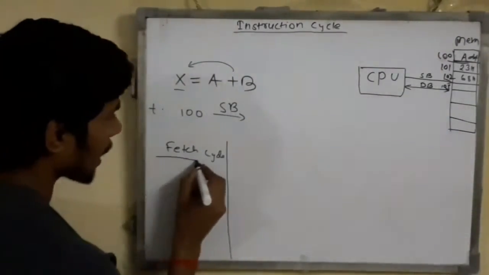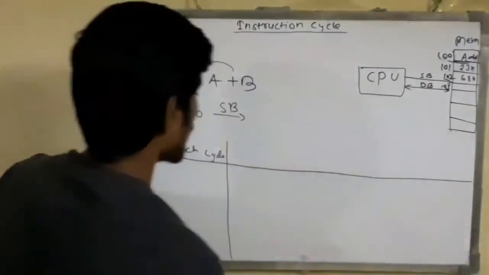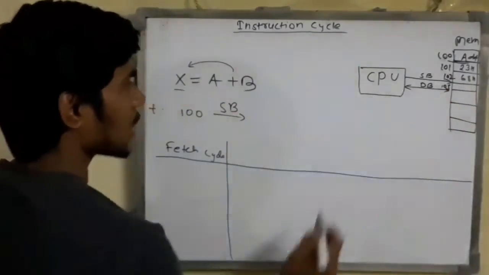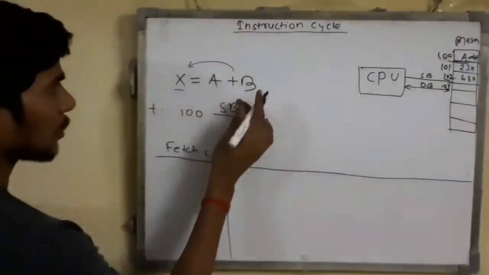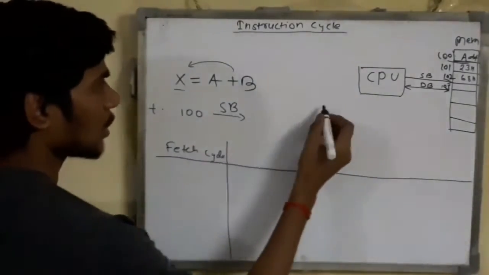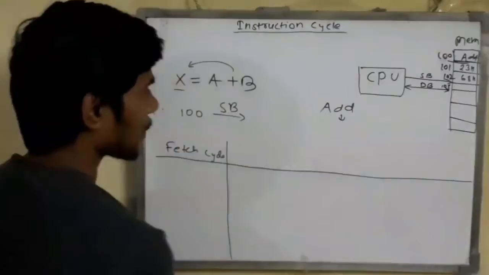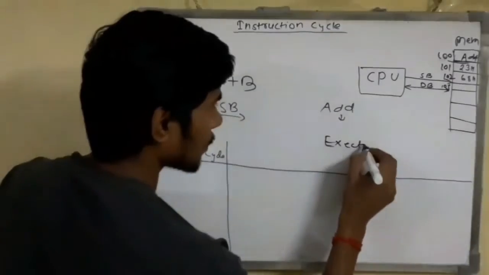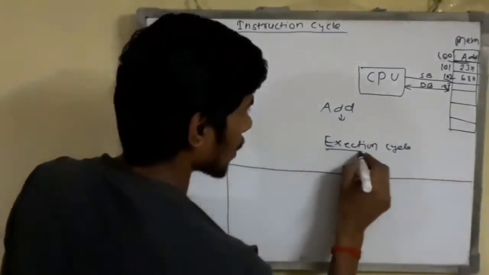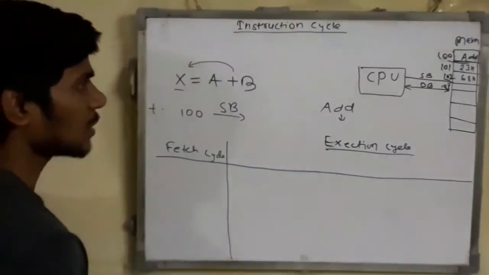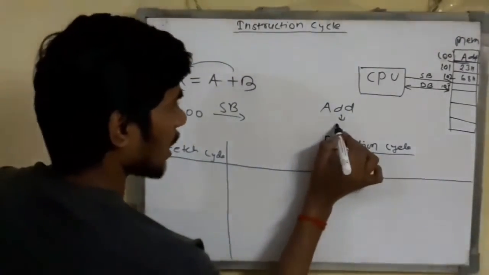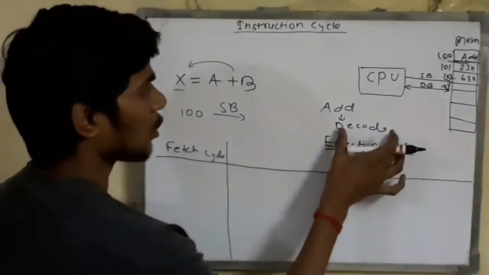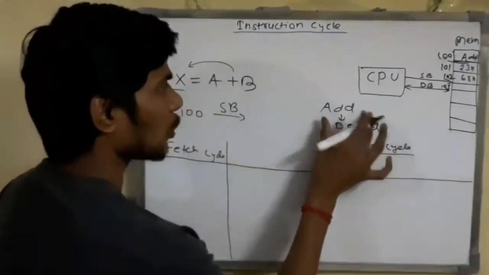We have two cycles. First one is the fetch cycle. What the fetch cycle did is bring only the first instruction into the CPU. Now we know what type of instruction it is: the a plus b instruction is of type addition. Under the execution cycle, the first operation we do is decode it. After decoding, we are going to evaluate the exact size of this instruction.